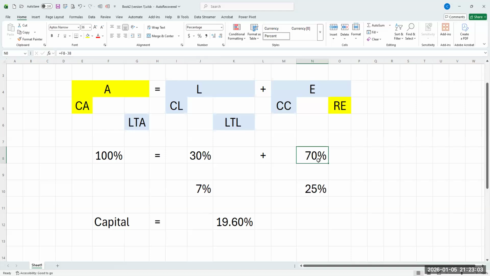It cannot go over 100%, because on the other side of the equation you have 100%. So there's no way to go over. If this is 30, the other one will be 70. If this one is 20, the other one will be 80. Why? Because on the other side of the equation, you have 100. That's the only game that you have.